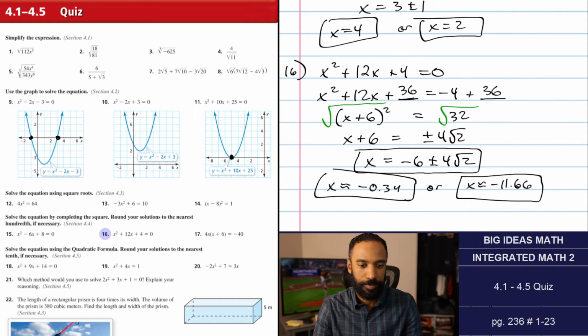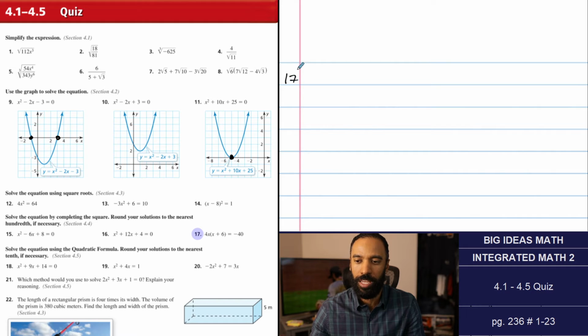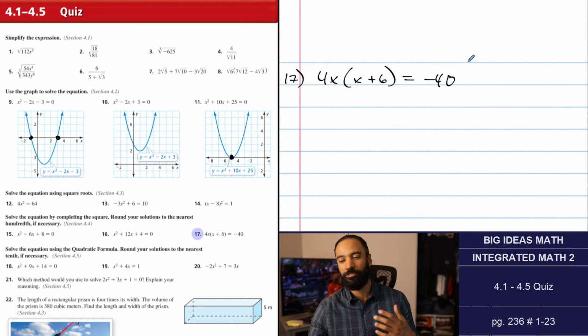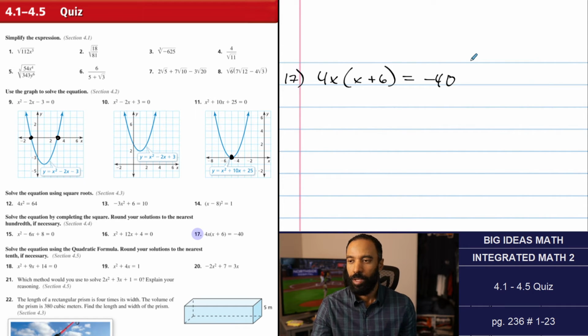So there it is. All right, let's go to number 7, where we have 4x times x plus 6 equals negative 40. Quite an interesting problem as a whole. No matter which way you go and solve it, you're going to have to expand what's there. I'm seeing something immediately here that I want to take care of and address. Whether you do it now or after I expand is up to you. I'm going to divide everything by 4.